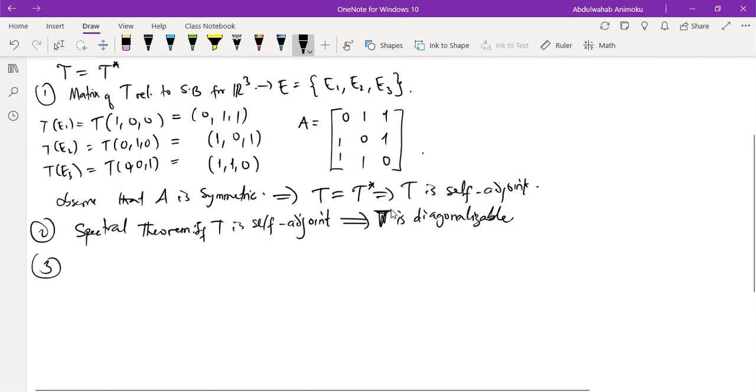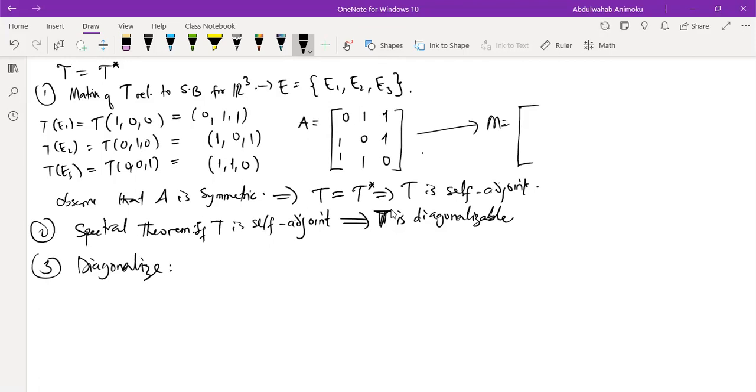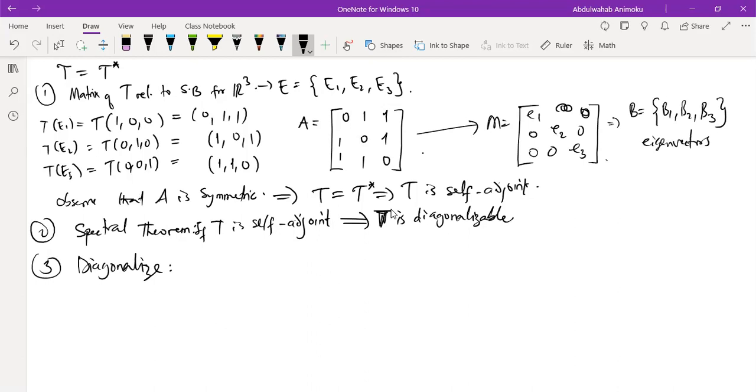Now, the next step is to diagonalize. And what this basically means is we need to transform this matrix into a diagonal matrix. Right? This is what it means to diagonalize. We're going to turn this into a diagonal matrix where E1, E2, E3 will be the eigenvalues for the transformation, and correspondingly we would obtain three vectors B1, B2, B3, and these will be the eigenvectors corresponding to these eigenvalues. So B1 will correspond to E1, B2 to E2, and B3 to E3.